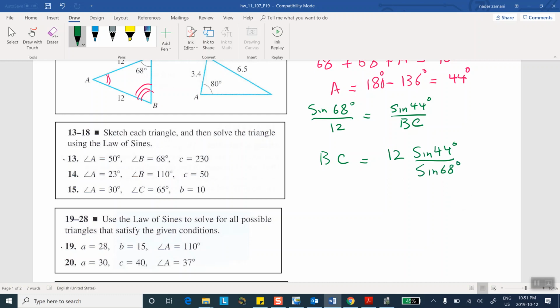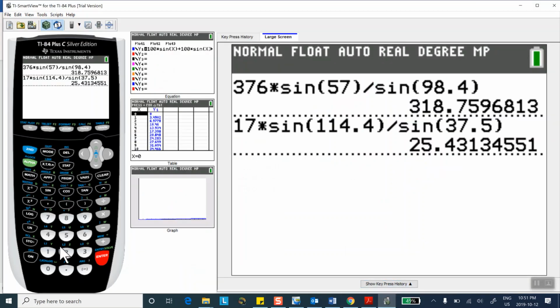So we have to put this in your calculator. So let's go here: 12 times sine of 44, close the parentheses, divided by sine, where's the sine? Right here, sine of 68.